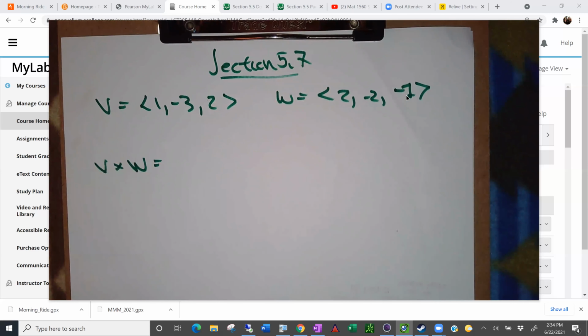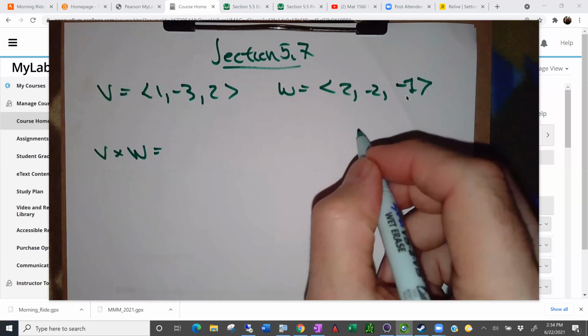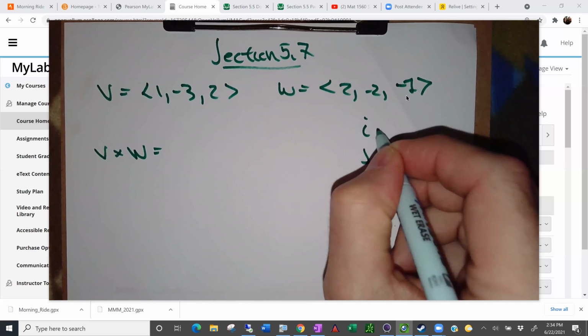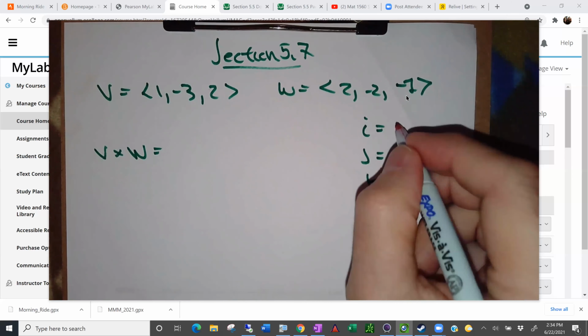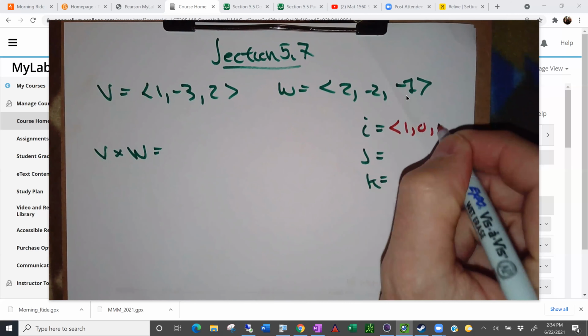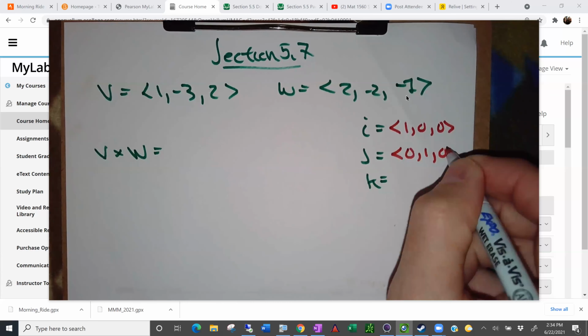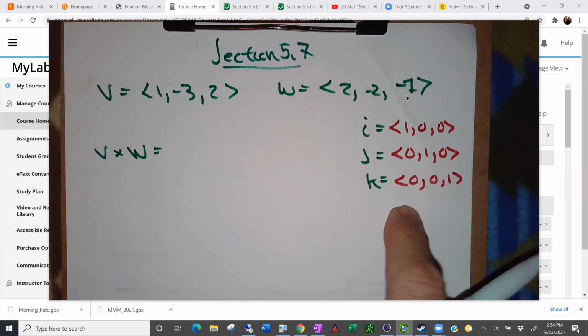So how do you calculate that? You're going to calculate that with a determinant. Now my i, j, and k here are not just letters. They're actually unit vectors themselves. These are the familiar ones that you have throughout chapter 5: 1, 0, 0; 0, 1, 0; 0, 0, 1. But we're not going to use it like this until we're all done.